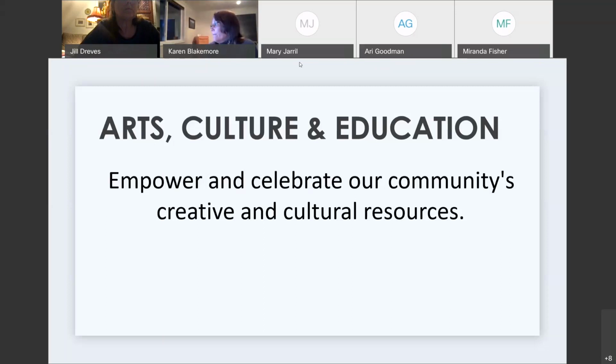When I'm reading it out loud or just in my head to myself, I'm thinking: empower and celebrate our community's creative expression and cultural resources, right? Like it includes everything just by adding expression after creative. But if that doesn't flow, I totally get it. Creativity. Yeah. And cultural. Then take out resources, do creativity and cultural expression.